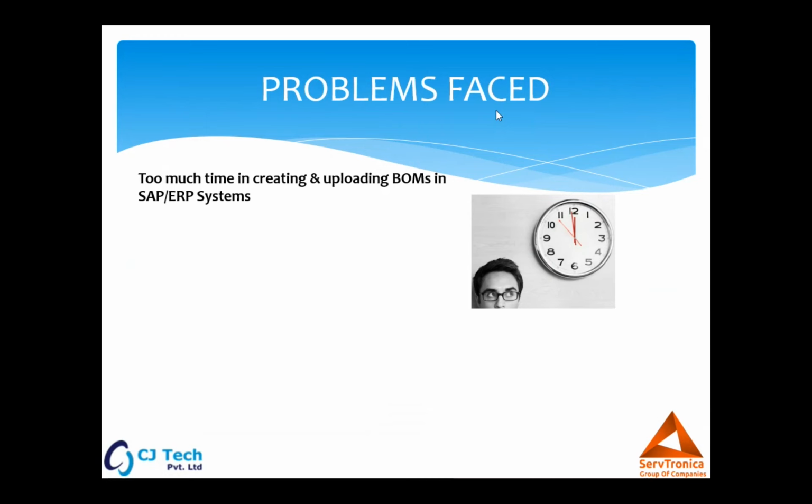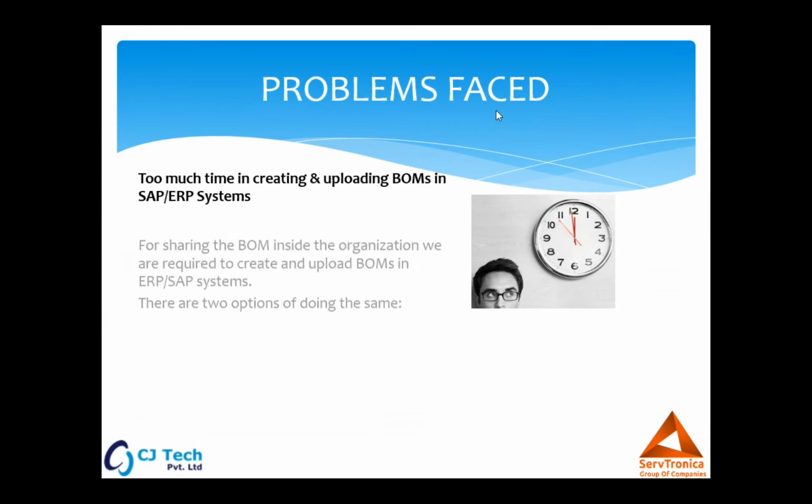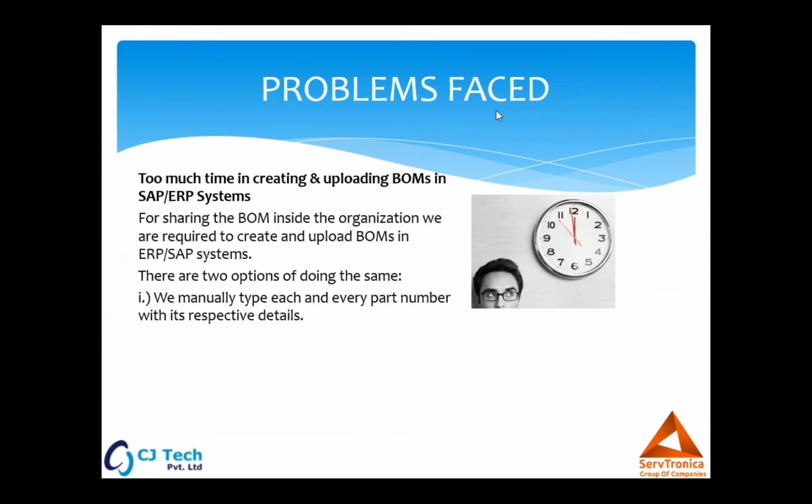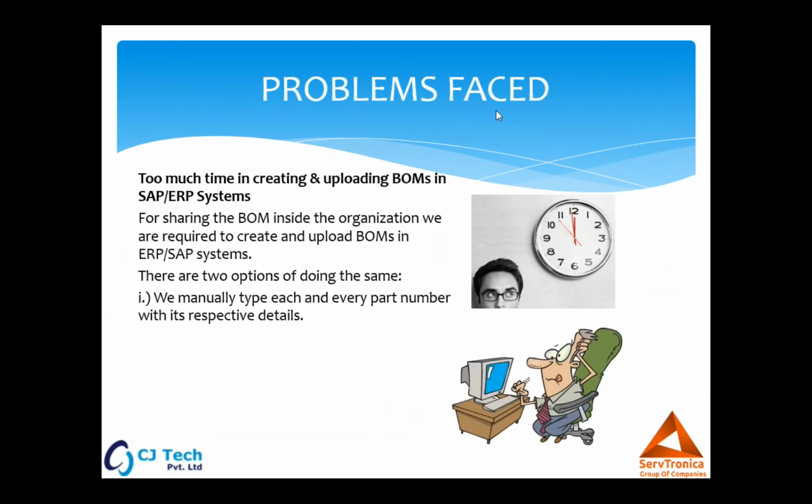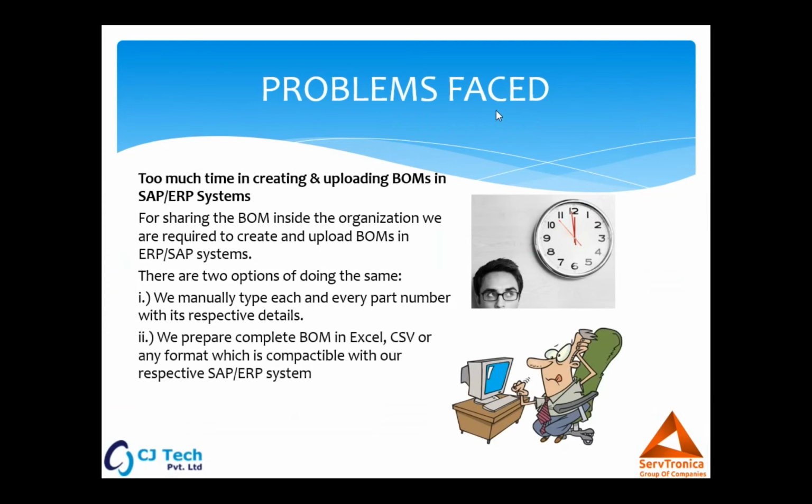As a design engineer or design department, we are supposed to prepare a BOM in our manufacturing drawing, as well as upload it into our SAP or ERP system. So how do we do it? We normally do it by manually typing each and every component with the respective details, or we prepare some kind of Excel or CSV format, make it compatible with our ERP system, and upload it, right? Both of these jobs are very tedious and time-consuming.